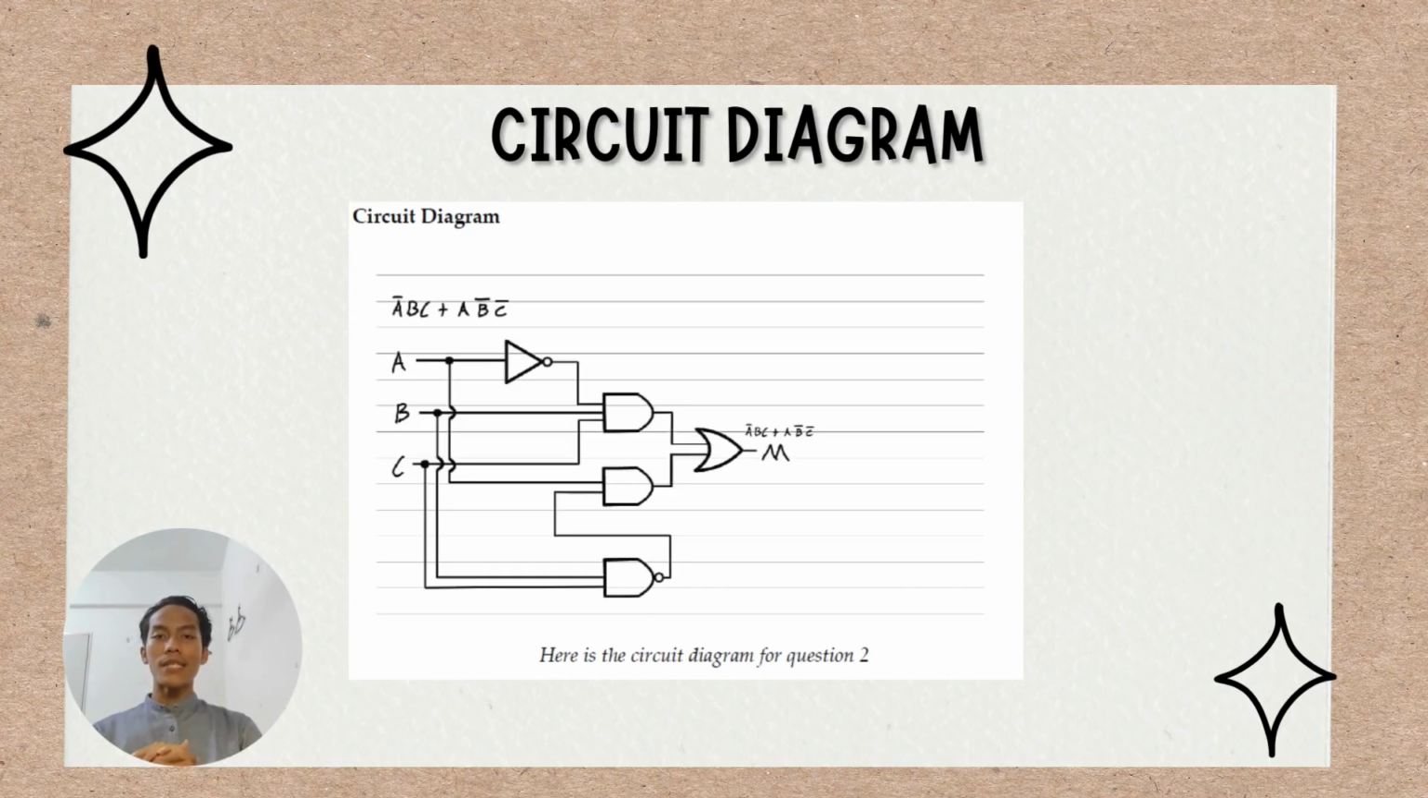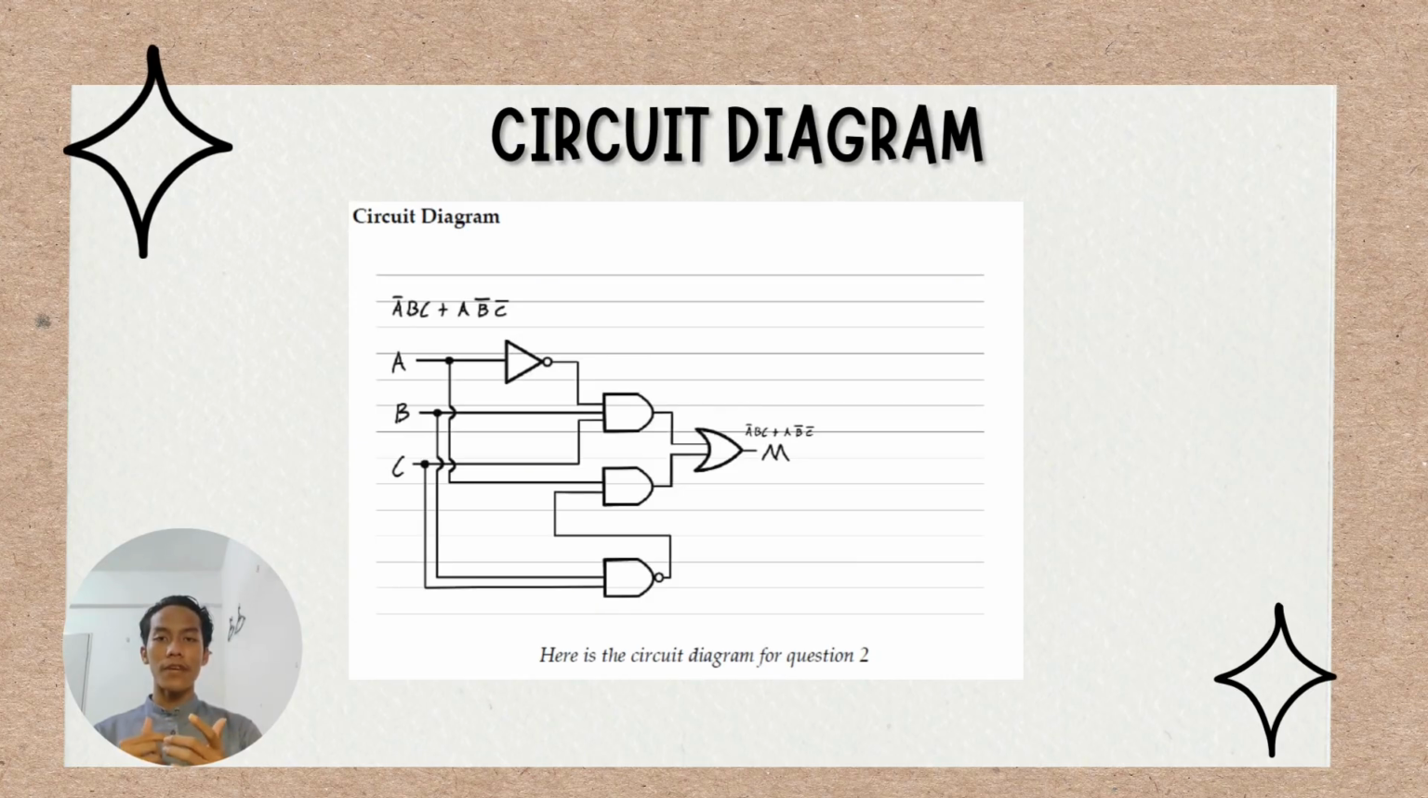This circuit implements the Boolean expression M equals A bar BC plus A B bar C bar. Using three stages of logic, first we use a NOT gate to invert input A and a NAND gate to process input B and C.